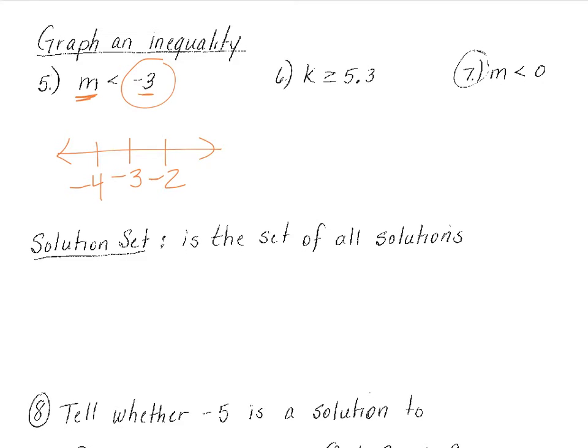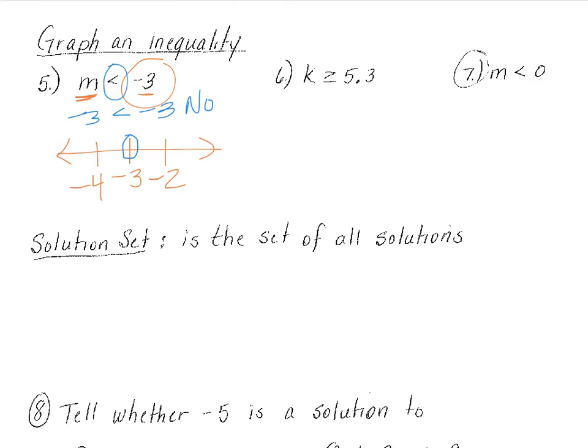When we graph this, look at the inequality. It's less than negative 3. So would negative 3 work in there? Is negative 3 less than negative 3? No, it does not work. So what we do is we put an open circle around negative 3.